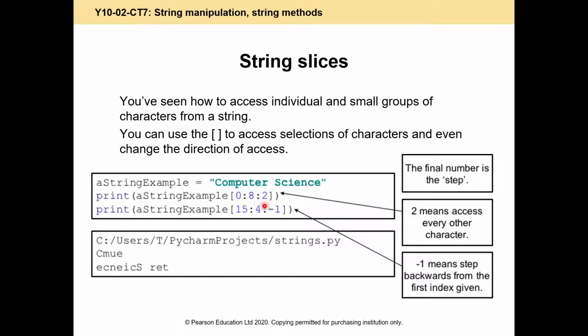So here, if we've got computer science, we start with the first letter, a capital C. We go up to, but not including the 9th letter. So 0, 1, 2, 3, 4, 5, 6, 7, 8. We're going to stop just before that space. And we increase by 2 each time. So we do C, we miss out the O of computer science. We get the M, we miss out the P. You get the idea. This is a really nice way of reversing a string.